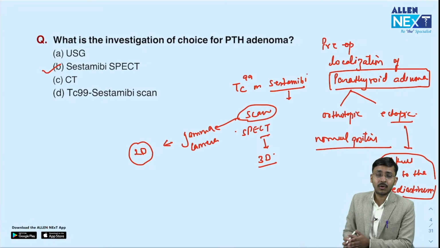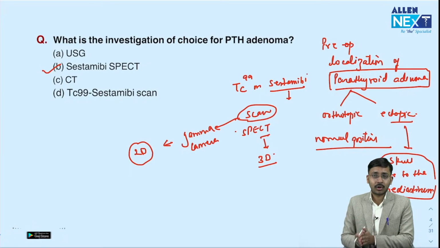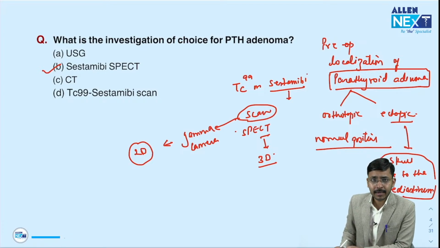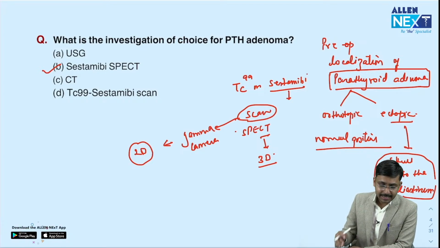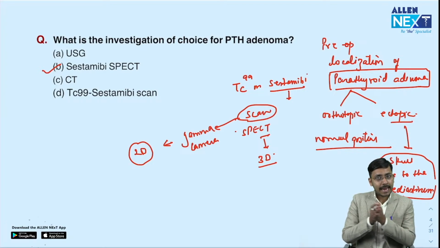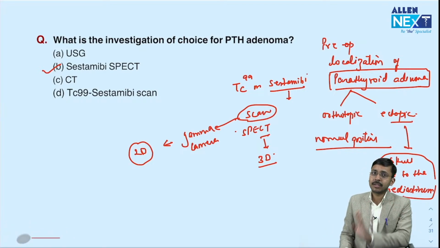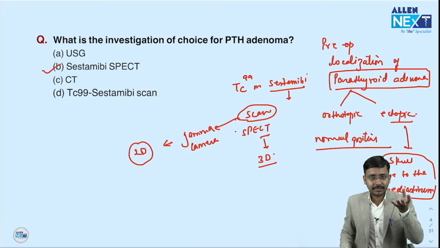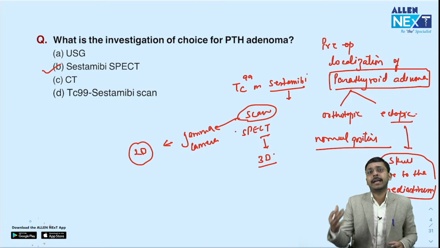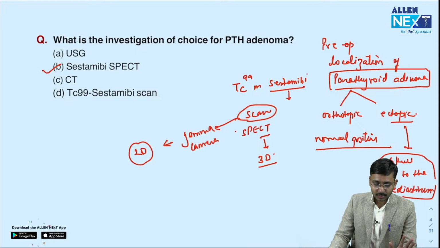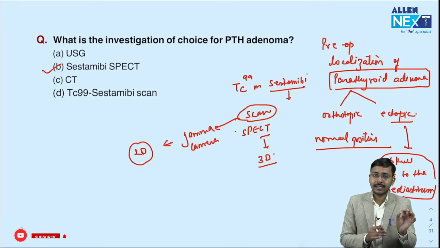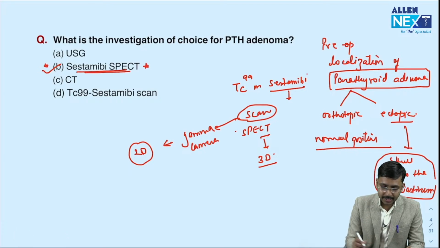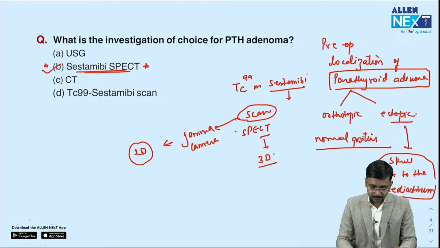Now, why is ultrasound not the answer here? Because it will not be able to localize any ectopic parathyroid gland. And with respect to sestamibi and CT scan, sestamibi is much more sensitive because sestamibi is taken up by the parathyroid glands separately, and so it will appear bright on a sestamibi SPECT. So, I hope this is clear, that the answer here is a sestamibi SPECT for parathyroid adenoma.